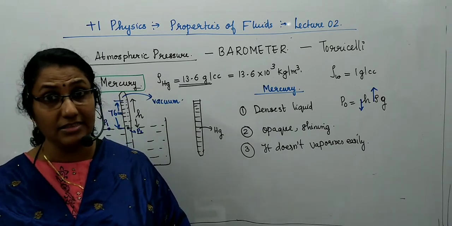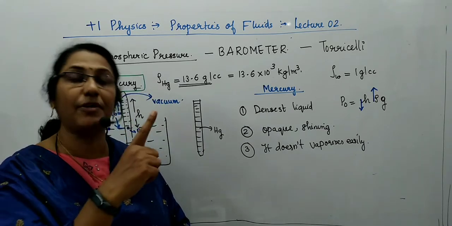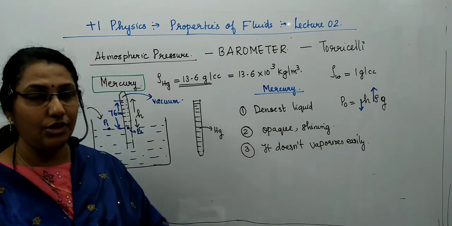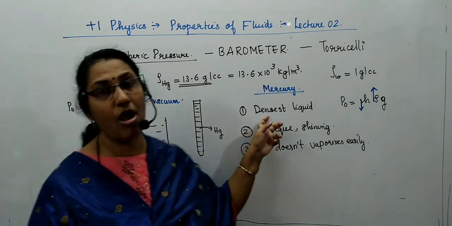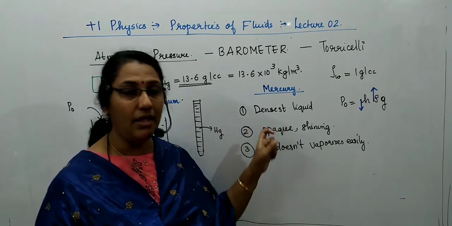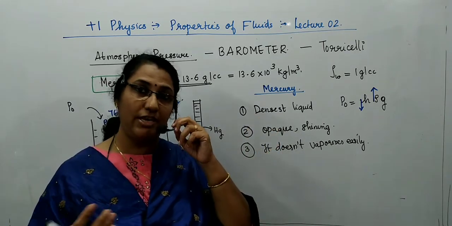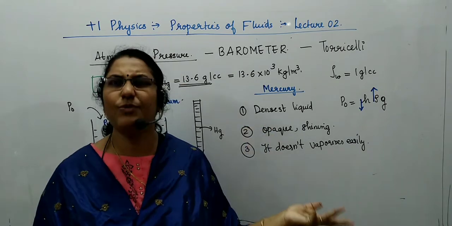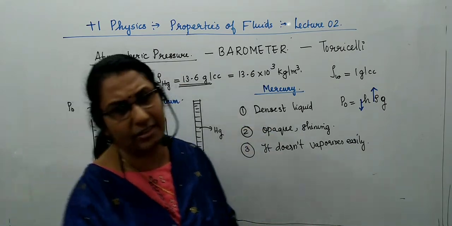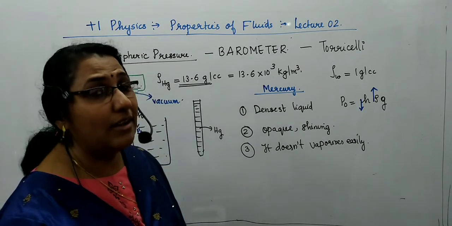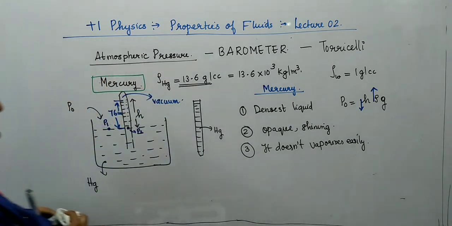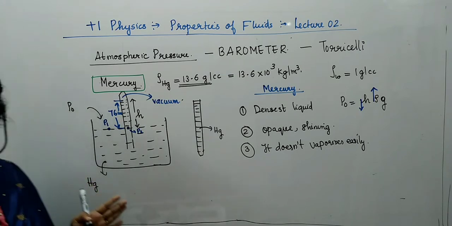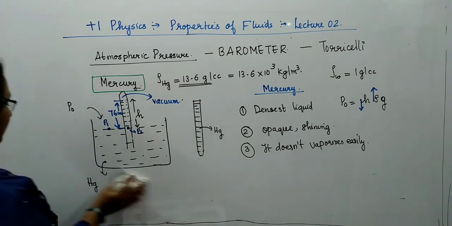Sometimes the question will be like this: why is water not preferred for a barometer? You have to reverse the answer. Because its density is very less, it is transparent and it has no shining appearance. We cannot identify the presence of water, and it vaporizes easily. All of these are the reasons why water is not used in our barometer. Clear? Okay. Very good. So may I rub this? Yes, sure.